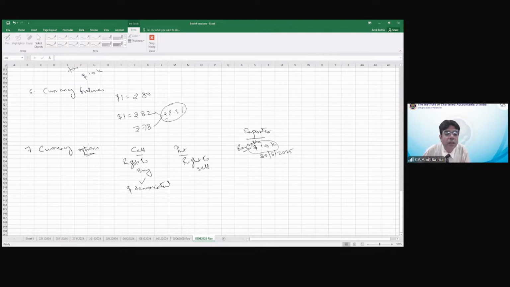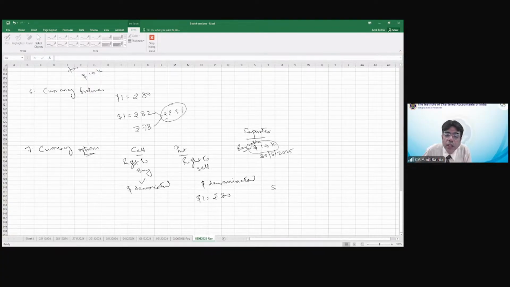Say, for example, here I have a right to, here I don't need to buy, I need to sell. Because I already have the dollars, I'm going to sell dollars, okay? It is dollar denominated. Say the rate available to me on the put option is $1 equal to rupees 80. This is the put option we are going to have, because I already have a receivable on 30th June. So on 30th June, I want to sell the dollars, so I'm going to buy a put option.